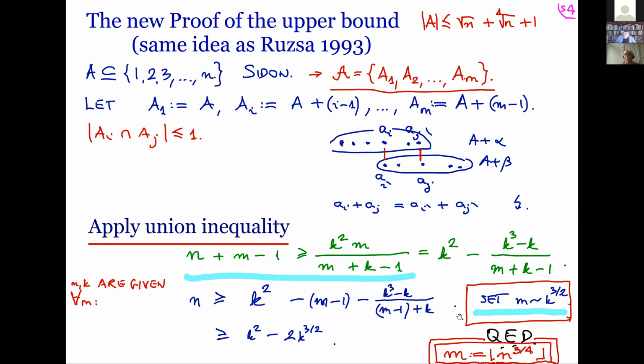Obviously the best if we can choose m, we can choose any m we want. And if we choose m as k to the 3/2, which otherwise means m to the 3/4, then we got the bound. It's a regular calculation. So that's it. That's a nice elementary proof.